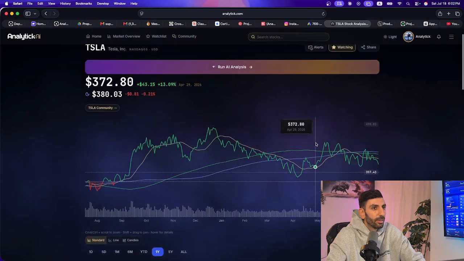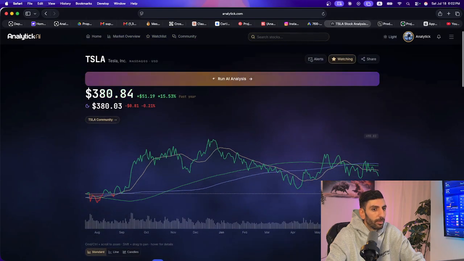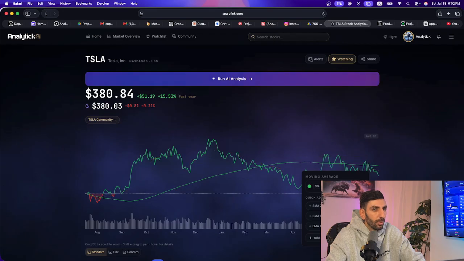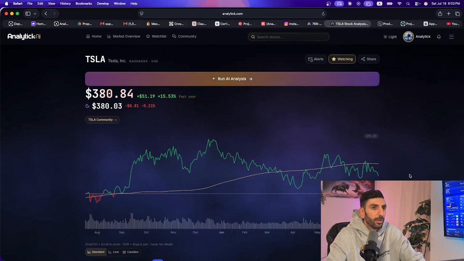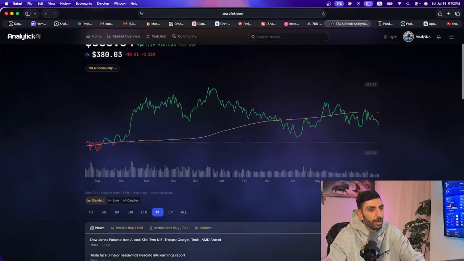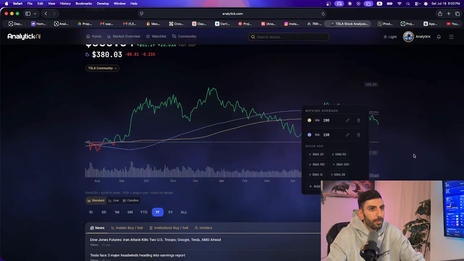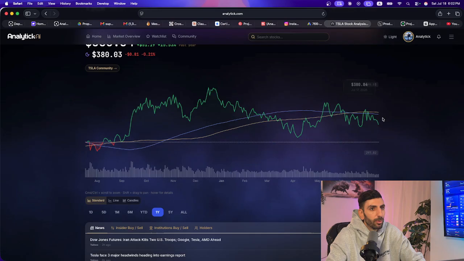For example, here we see, let me remove the other moving average so you don't get confused. Let me even change the color of it, green and green. It's confusing, so I will add a new one. You can see that right now with Tesla, we are under the moving average. This is the 200, I'm so sorry. Still, we're under the 150 moving average.